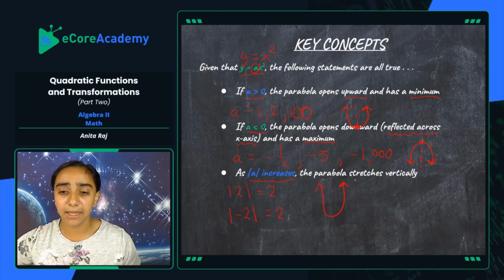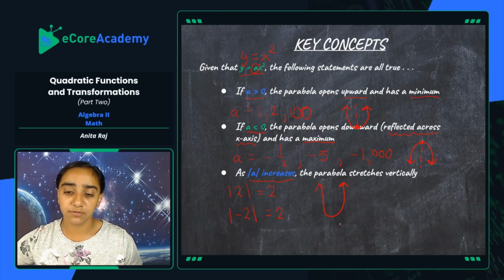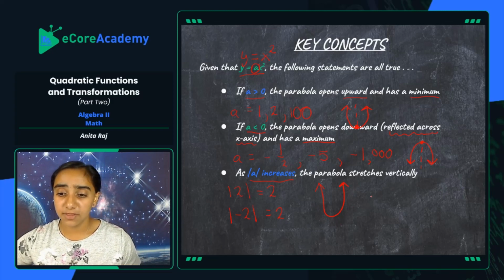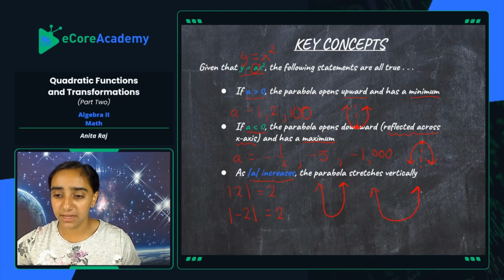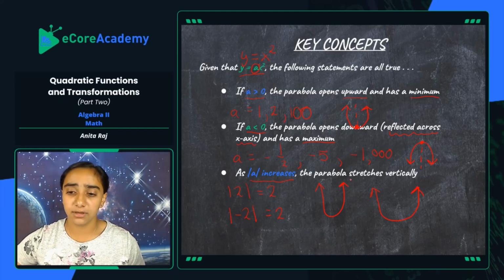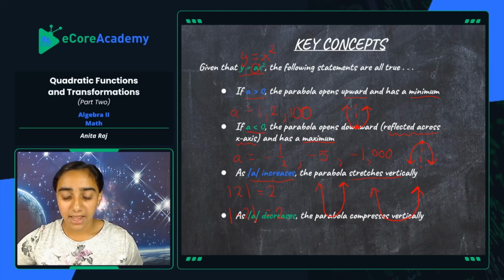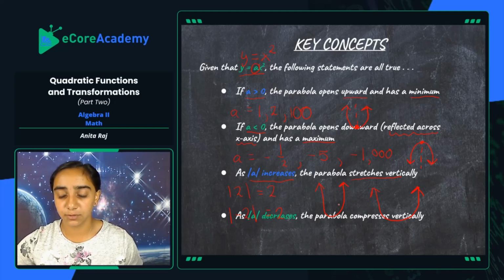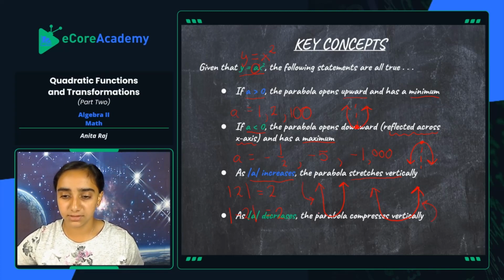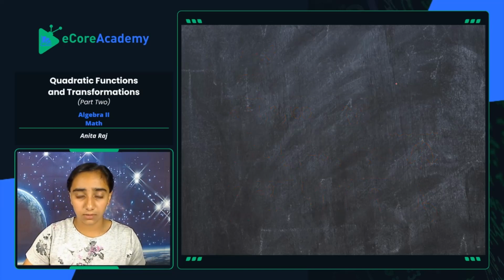This might be a graph in which the absolute value of a is pretty large. This might be a graph in which the absolute value of a is pretty small. So that's how we interpret that. And I'm sorry, I wrote right below it, as the absolute value of a decreases, the parabola compresses vertically. So these would be the examples. This statement is proving this, and this statement down here is proving this. So let's go to the next slide.